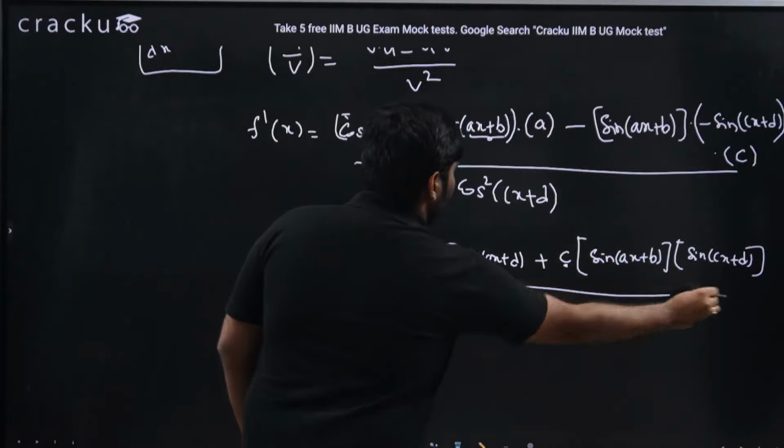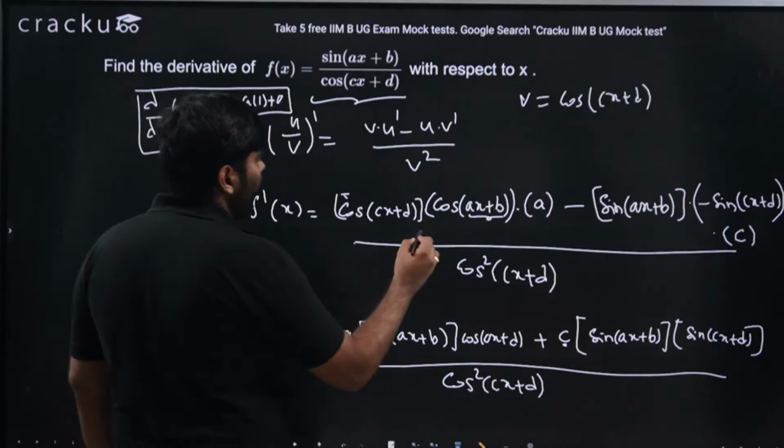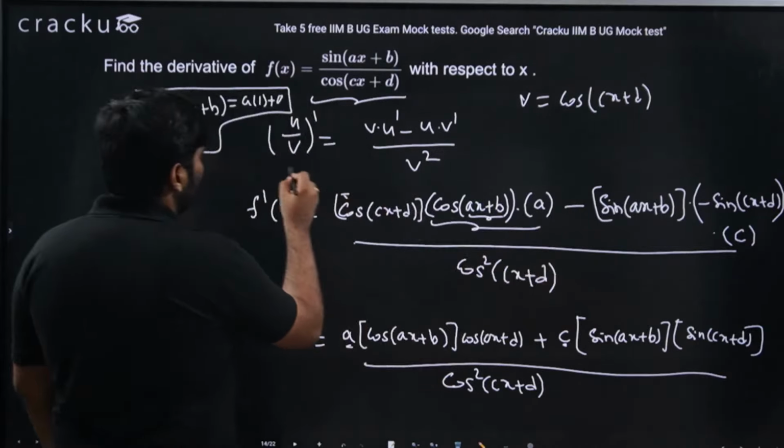This is what the differentiation of this particular given term would be, because we are just doing u by v, but in this particular case we are applying two things. One is the u by v rule, the other is the chain rule. When I differentiate sine of ax plus b, I write it as cos of ax plus b into a. That is cos of ax plus b into the part differentiated which is inside. Similarly, when I differentiate cos of cx plus d, I write minus sine of cx plus d into c. That is the part which is differentiated for the inside thing.